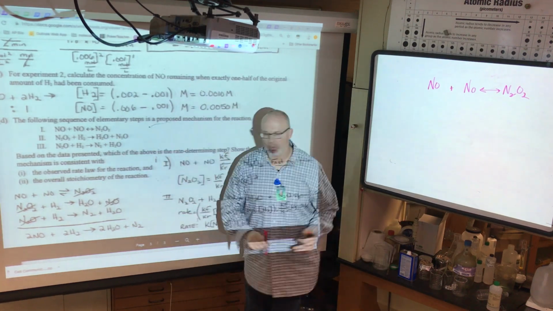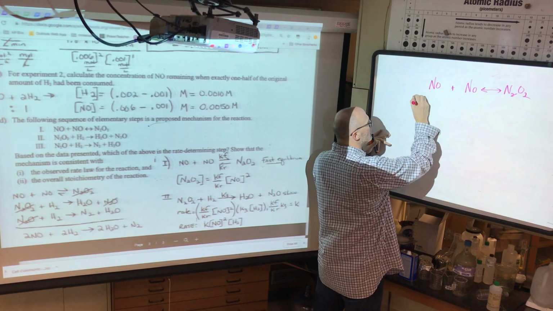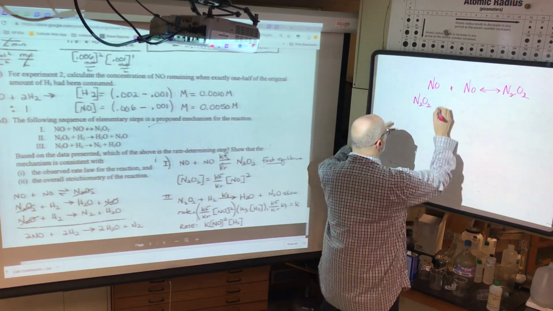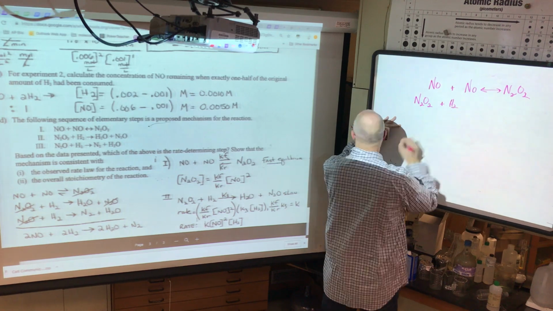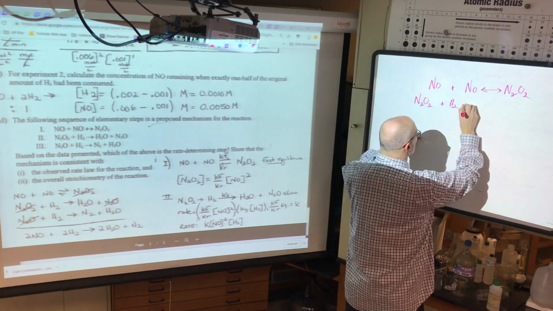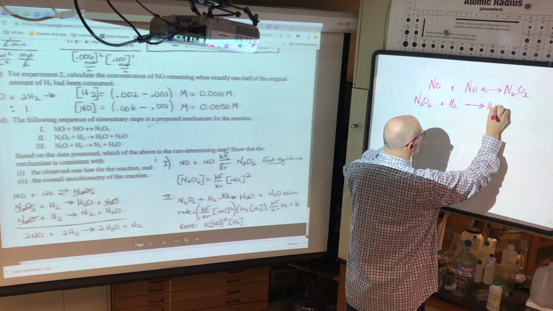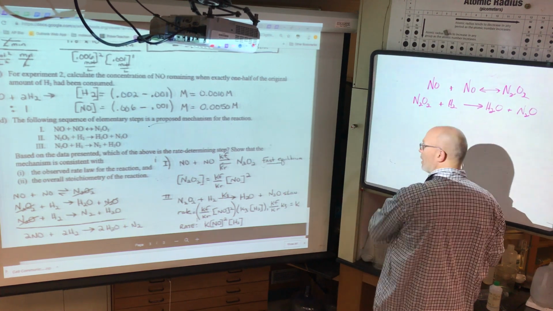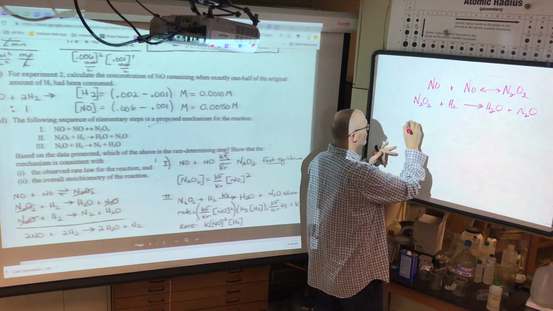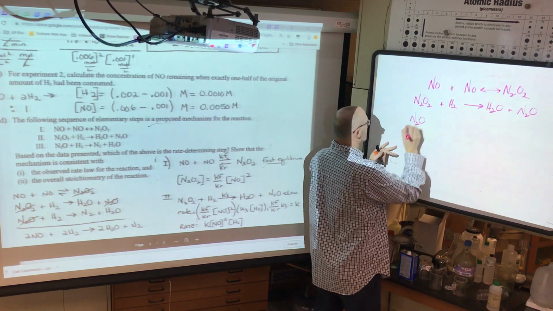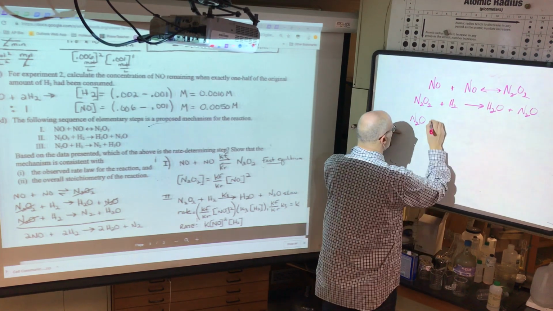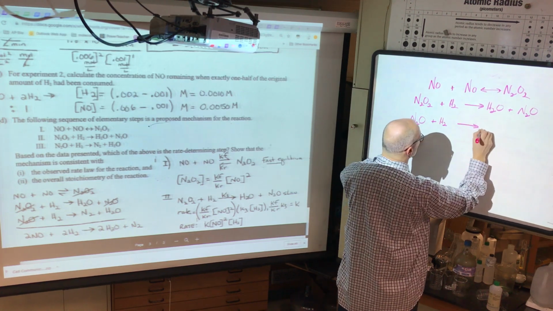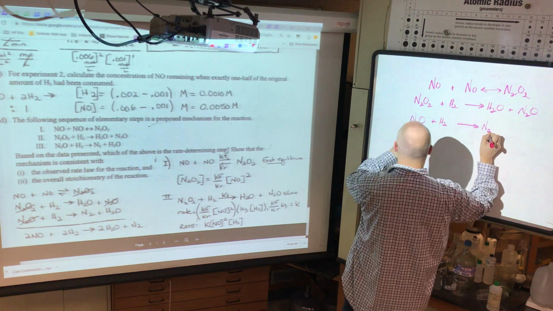Then I get N2O2, which is my intermediate, right? Plus H2 gives me water plus N2O. And then I got N2O, another intermediate, right? It reacts with H2 and gives me N2 plus H2O.